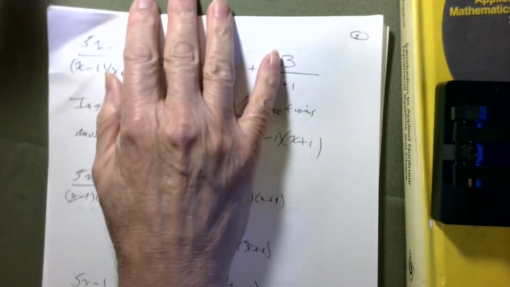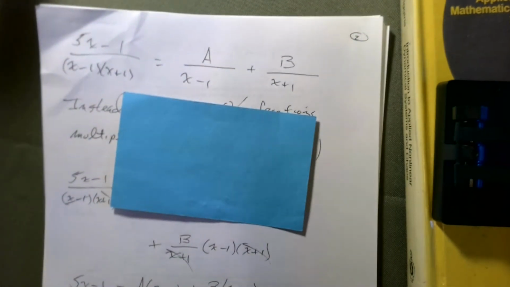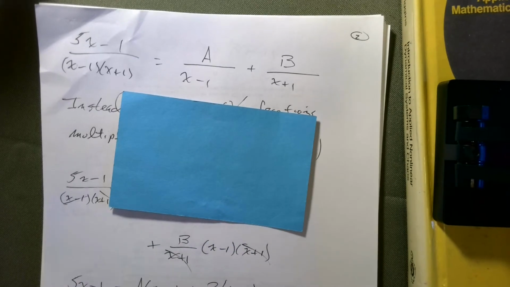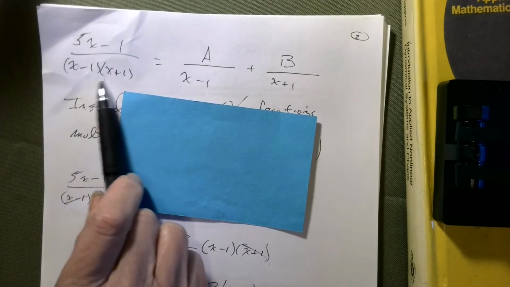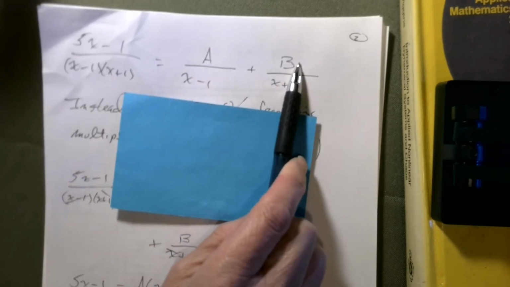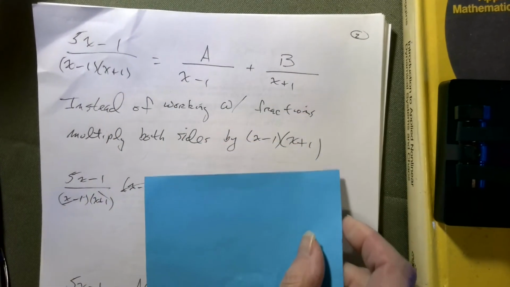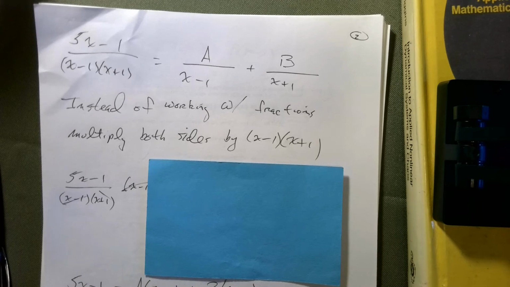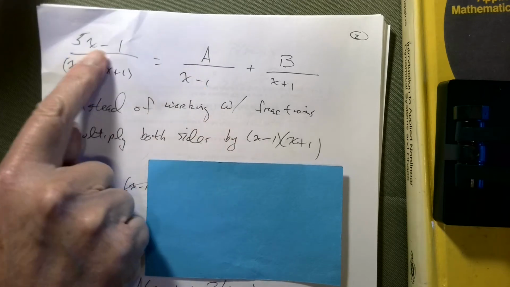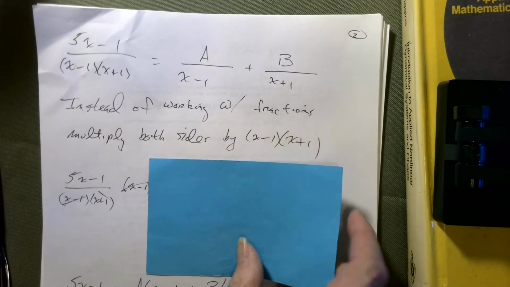Okay, so here's what we do. We go ahead and say, okay, I'm going to decompose this rational expression into two fractions. And I want to find out what my A and my B is. Now, because I don't like to work with fractions, I'm going to multiply both sides by quantity x minus 1 times quantity x plus 1. And what that's going to do is get rid of the fractions, so I'm going to multiply it by this on this side and this side.